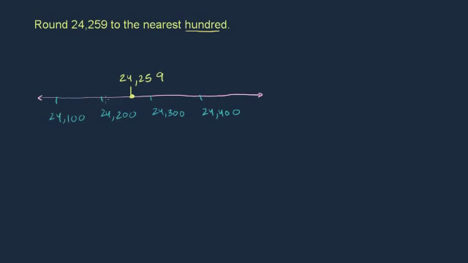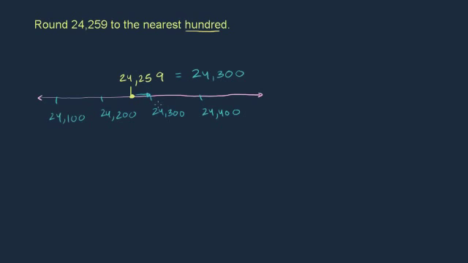So when someone asks you to round to the nearest hundred, they're literally saying round to one of these increments of 100, or round to whichever increment of 100 it is closest to. If you just eyeball it, you'll see that it is closer to 24,300 than it is to 24,200. So when you round it, you round to 24,300. If you round to the nearest hundred, the answer literally is 24,300.